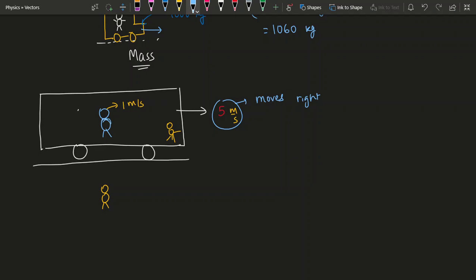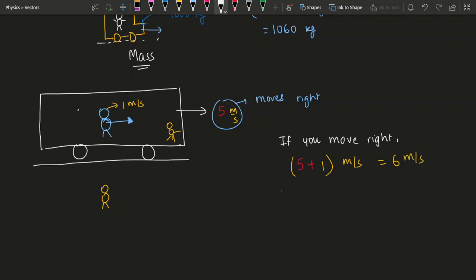So if you run to the right in the coach, in the direction in which the train is moving, in that case, the velocity that I'll observe you with will be 5 plus 1. Why? Since the train is already moving at a speed of 5, and inside that train you're moving with an additional speed of 1 meter per second. So in that case, I would observe you moving with a speed of 6 meters per second.